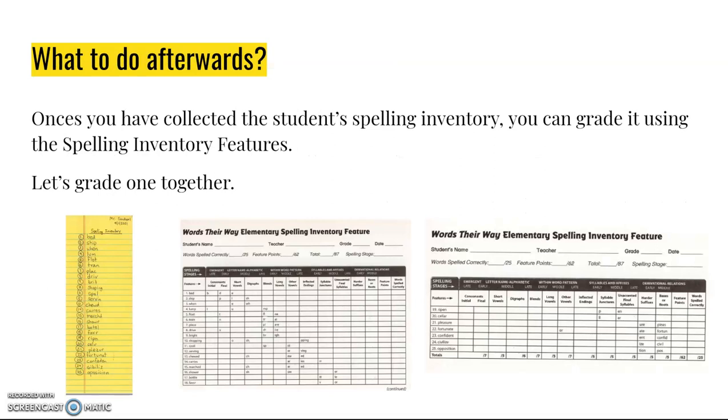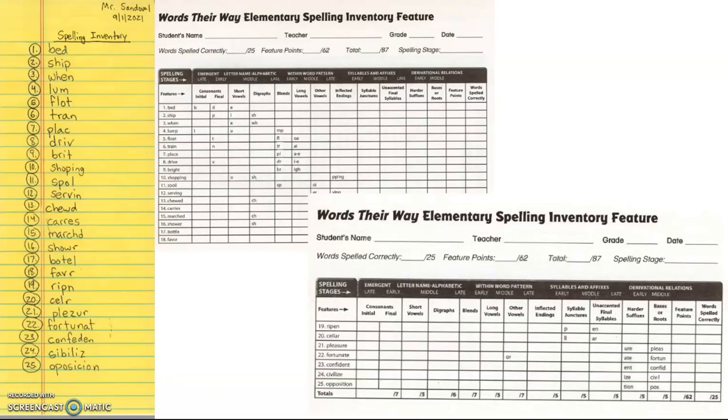So what to do after? Once you have collected the student's spelling inventory, you can grade it using the spelling inventory feature worksheet. Here you have an example student spelling inventory assessment and the spelling inventory feature worksheet. You can see that the worksheet is 2 pages. You would need 1 spelling feature worksheet for each student. You will use this worksheet to identify errors in a student's spelling. Once complete, you can group a student based on their spelling knowledge and needs.